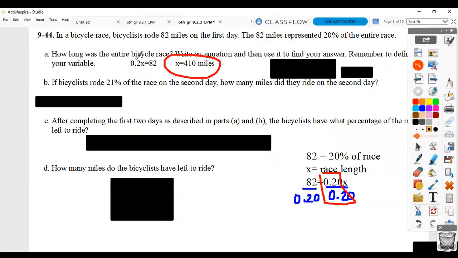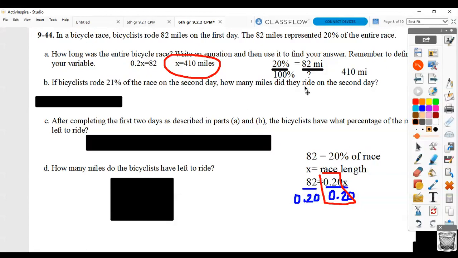So you can see that I have it set up here as well. In this case, I put the variable on the left side. And again, it doesn't matter because as long as the 82 is represented on one side and 20% of the race is represented on the other side, it is fine. And again, you also notice I dropped the non-essential zero here, which is fine as well. All right, so that would be our setup.